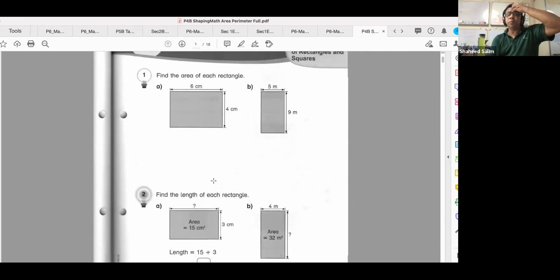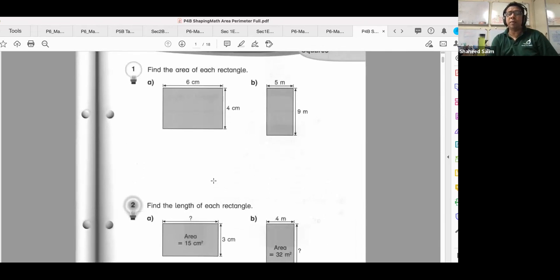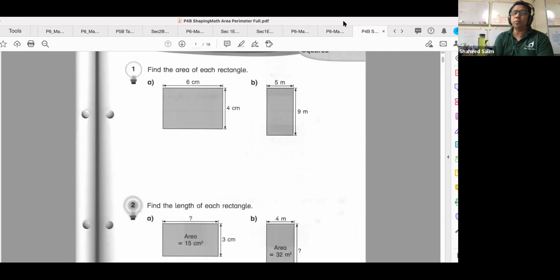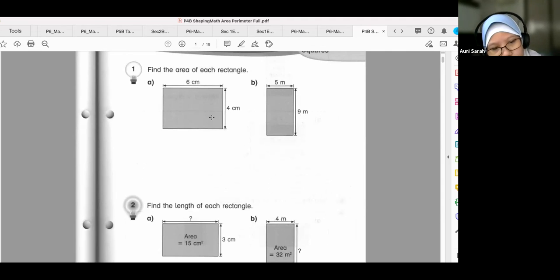So now we will ask Umaira, can you try 2A, Umaira? Okay. But careful, we are finding the length. 15 divided by 3. Well done. So you know how to do. What about Auni? Yes, Auni, well done. What about Amara? Just take 5 times 9. Find the length of each rectangle.